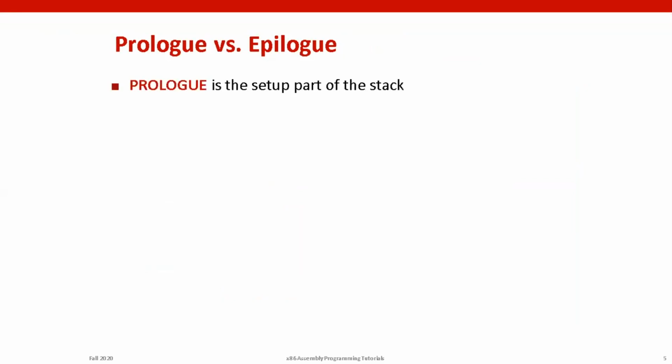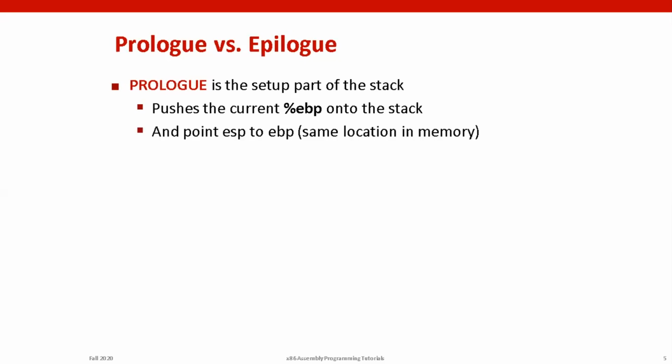The function prologue is the setup part of the stack, and usually it does the following actions. If the architecture has a base pointer, also known as the frame pointer, and a stack pointer, also known as the top of the stack. So in the first step, it pushes the current base pointer onto the stack, so it can be restored later. Then it assigns the value of the stack pointer to the base pointer so that the base pointer and the stack pointer are pointing towards the same location in memory.